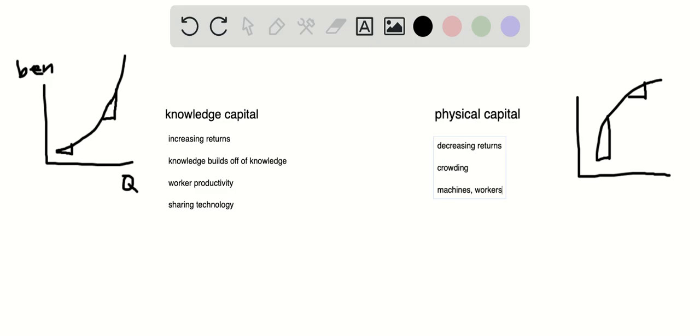So you know the phrase, too many cooks in the kitchen. If you have, say, increased your workers by 100%, but you still have the same ovens, you can't really be much more productive than when you added your first chef in the first place, right? So that's the difference between knowledge and physical capital and why knowledge has increasing returns while physical has decreasing.